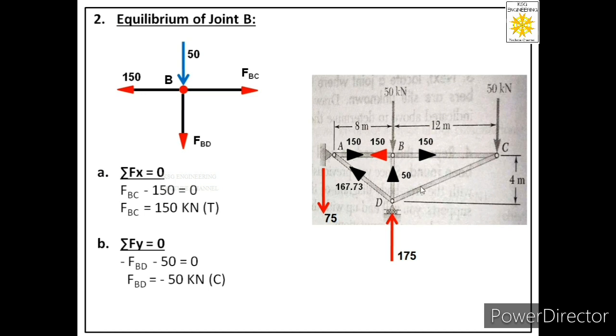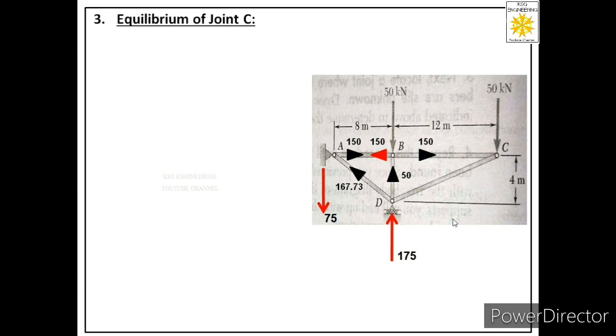Now we are left with only one unknown member, that is DC. So in order to solve for this member, what we have to do, we have to consider next immediate joint. Now for B there are two next immediate joints, joint C, joint D. So we can pick any of these two joints. So let us pick joint C.